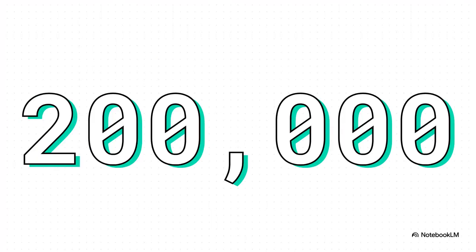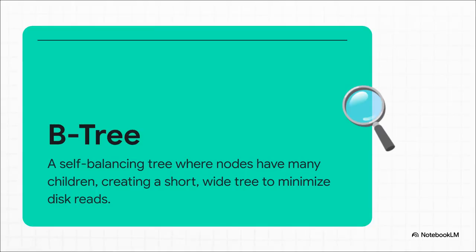This number right here, this is why it's such a massive problem. Getting data from a spinning hard disk is incredibly, painfully slow compared to getting it from memory. In the time it takes your computer to do one single disk read, it could have executed 200,000 other instructions. So suddenly, the name of the game isn't just minimizing comparisons anymore. It's minimizing how many times you have to touch that slow disk. And the solution to that problem is the B tree.